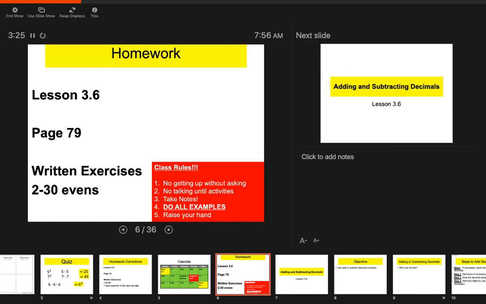Woo, we get evens. You know what that means? They're probably kind of hard. All right, as we do this homework, resist the urge to pull your calculator out and do all the problems with the calculator. Resist the urge. Certainly check your work, but resist the urge to do this with a calculator.